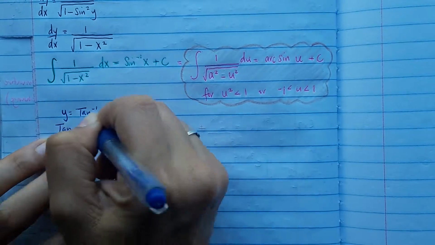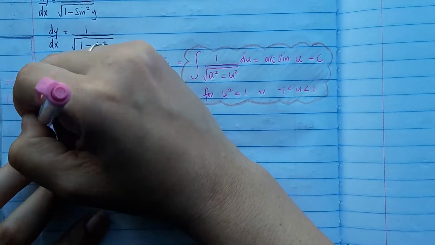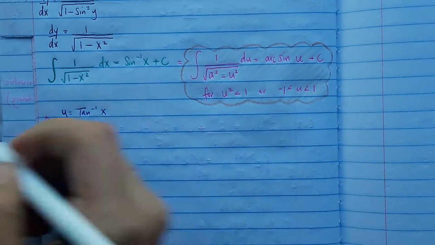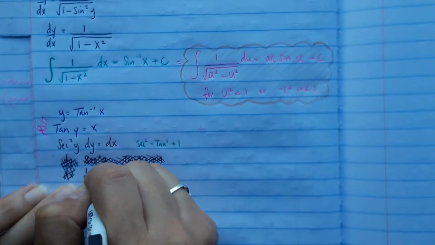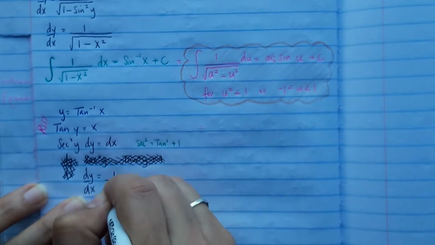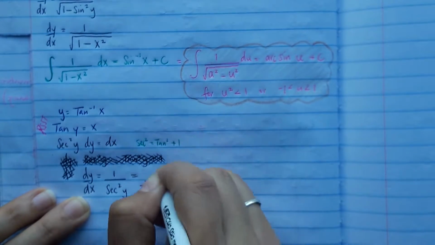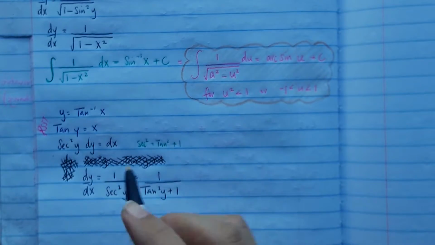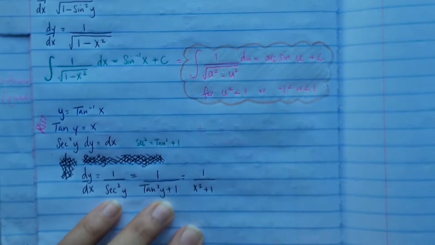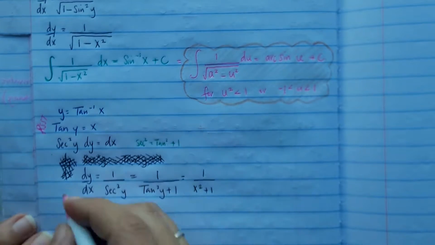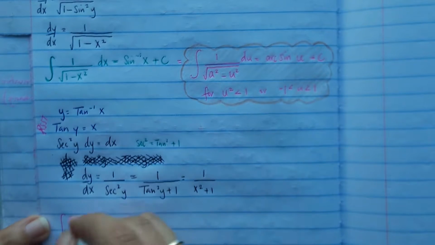Alright, let's take a look at tan, the inverse of tan. So again, we've done all this before, but I'm just refreshing your mind. Take tan of both sides. The derivative of tan is secant squared y dy, and the derivative of x is just dx. Alright, so then divide both sides by secant squared y and divide by dx. That's what you get. And then what do you know with secant and tan? Well, you know the trig identity right above. So that's going to be 1 over tan squared y plus 1, which, remember, tan y is x, so that's 1 over x squared plus 1.